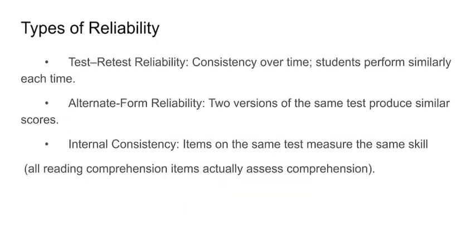Types of reliability. Test-retest reliability: consistency over time. Students perform similarly each time. Alternate form reliability: two versions of the same test produce similar scores. Internal consistency: items on the same test measure the same skills. All reading comprehension items actually assess comprehension.